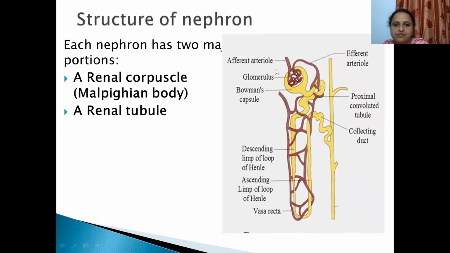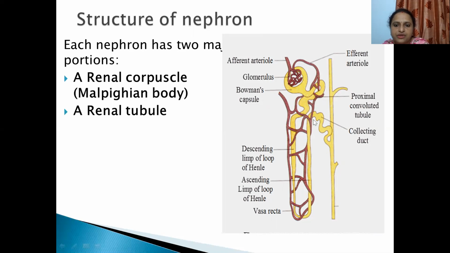And this network of capillaries is formed due to the afferent arteriole and efferent arteriole. These two form a network here within the cup, and we call it the glomerulus. And Bowman's capsule gives rise to tube-like structures. You can see here the yellow colored tube-like structure, and these are called renal tubules. This whole structure is called the renal tubule.